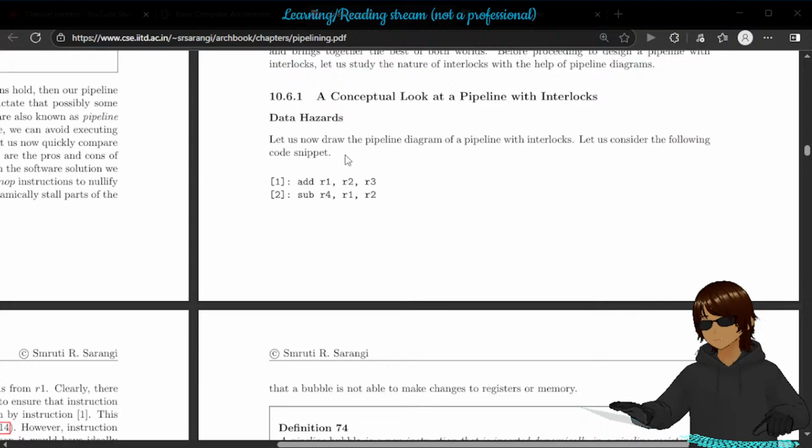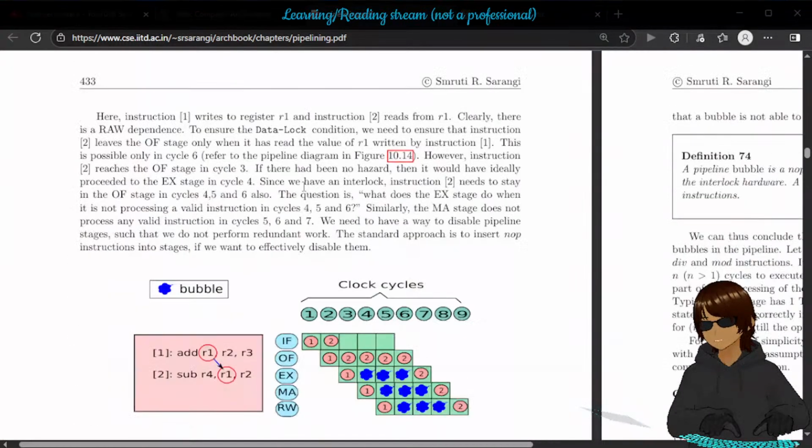Let us now draw a pipeline diagram of a pipeline with interlocks. Let us consider the following code snippet. Here instruction 1 writes to R1 and instruction 2 reads from R1. Clearly there is a read after write dependence. To ensure the data lock condition, we need to ensure that instruction 2 leaves the operand fetch stage only when it has read the value of R1 written by instruction 1. This is possible only in cycle 6.